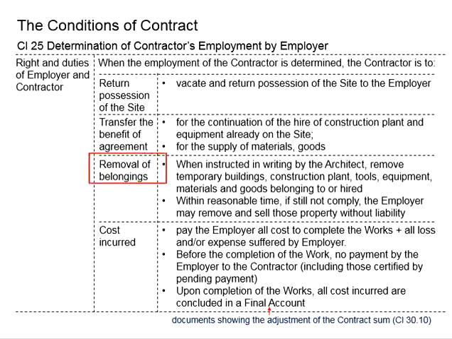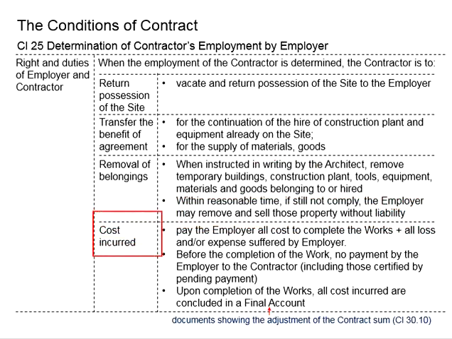And the removal of the belongings has to be done within a reasonable time. Normally, it is stated in the written notice by the architect. If the contractor is still not complying, the employer may remove and sell those properties without liability.